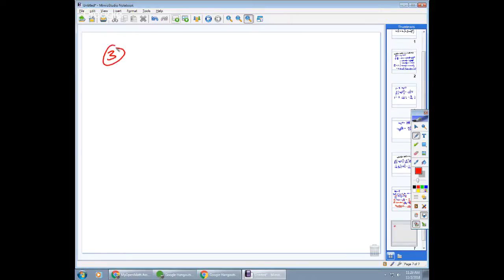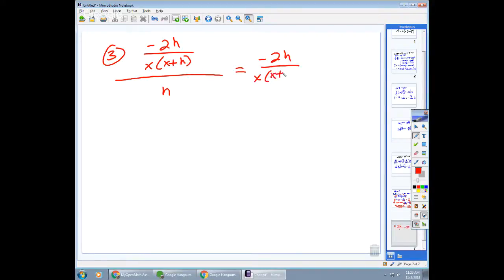So in step 3, I've got negative 2h over x times x plus h, and I need to divide all of that by h. A better way to divide by h is to multiply by the reciprocal. The reciprocal of h is 1 over h, and so h divided by h cancels out, because a number divided by itself is 1. So in step 3, I get negative 2 over x plus h times x.